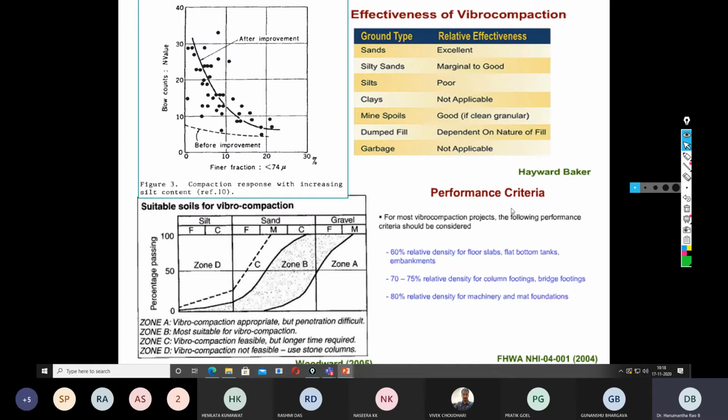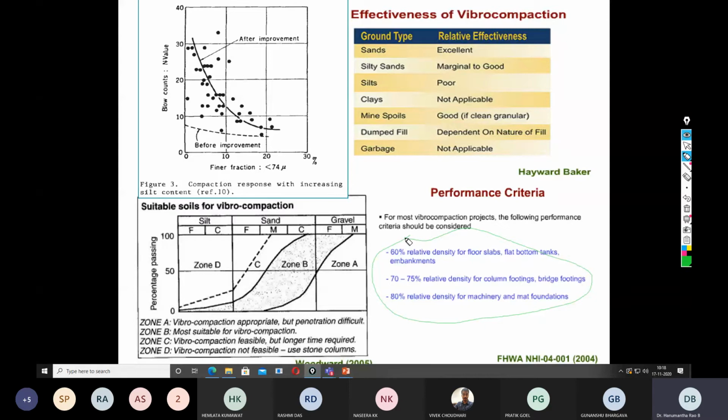And this is the performance criteria. Actually, this information I compiled from different presentations and different sources. For better understanding, for most vibro compaction projects, the performance could be considered as 60% relative density for floor slabs, flat bottom tanks, embankments, 70 to 75% relative density for column footings, bridge footings, 80% relative density for machinery mat foundations. So let me explain a bit more elaborately about the performance criteria.